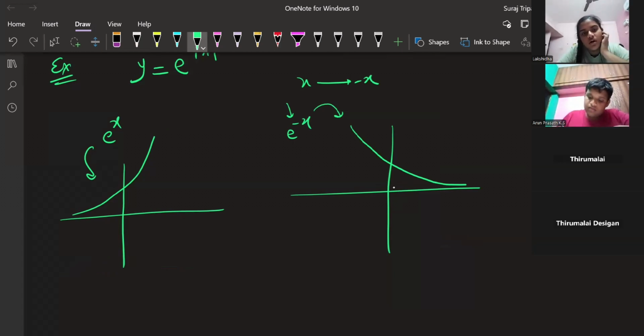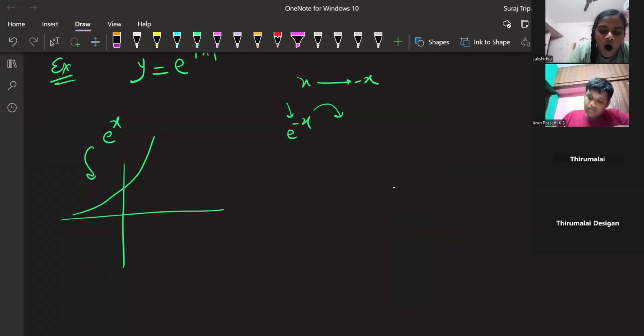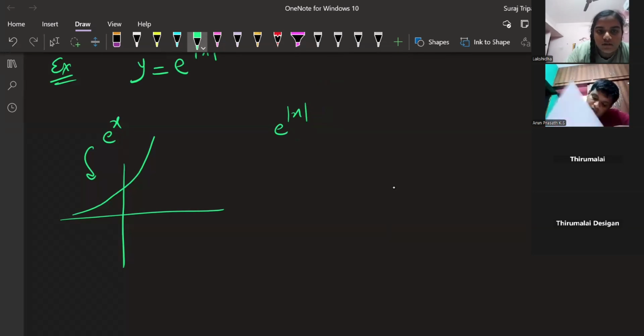Also, you can do one thing, because mod also we have to find out and negative also we have to do here. So you can also do like this. Find the graph of e raised to mod x. Then put minus. You can take minus.